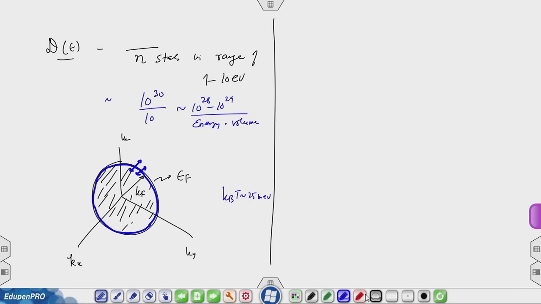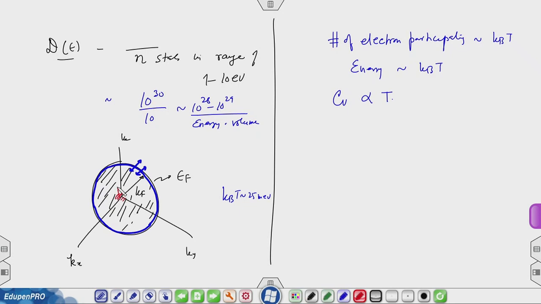So, again what is going to happen is the number of electrons participating will be of the order of kBT, and the energy of the order of kBT. So, CV will again come out to be proportional to T, just like in 1D. Again the same principle applies, that because of the Pauli exclusion principle, the electrons from inside cannot get excited by thermal energy. Only very few right from the top get excited. Take that energy kBT and you get this answer. Now, what we will do in the next lecture is how do we calculate this exactly.